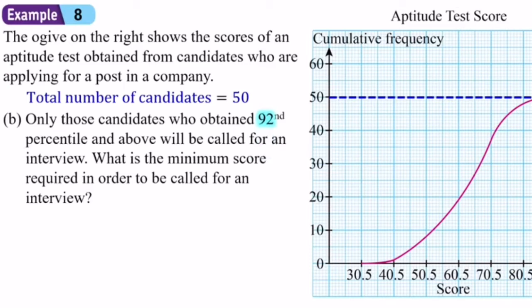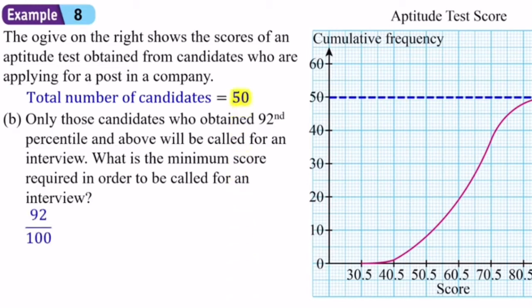So first of all, let's take 92 per 100 times 50. Alright, so 92 per 100 times 50, and we simplify the 0, 51, 52. Okay, we will get the answer after we simplify.